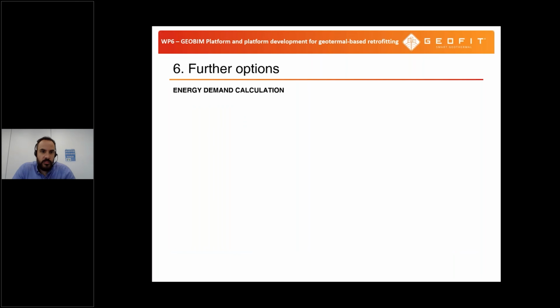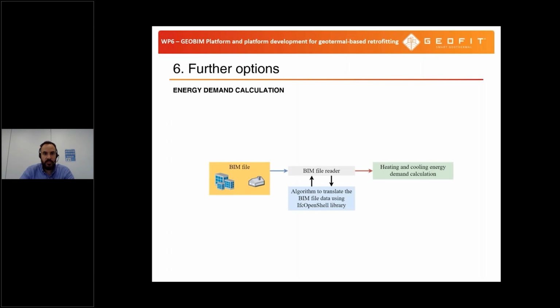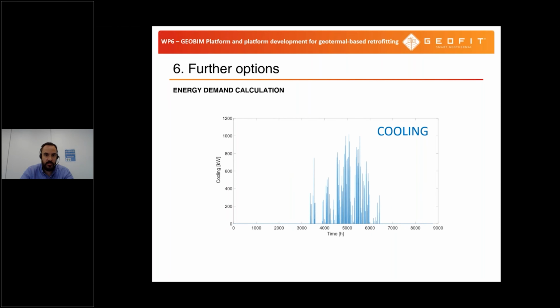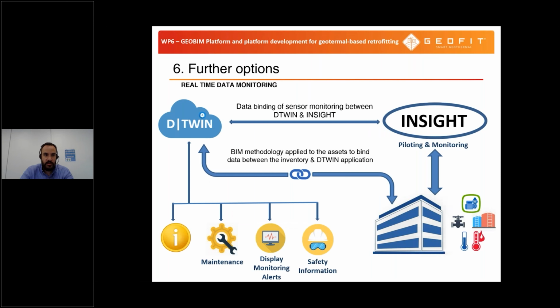For further options, we could also have the energy demand calculation. The energy demand calculation also comes from the BIM file; a reader and an algorithm translate the BIM file data, and we can send it to colleagues from other companies who are doing the simulations for the energy demand, and then it comes back with, for example, this kind of graphics that we can also dashboard in the models: heating, cooling, and also other data.